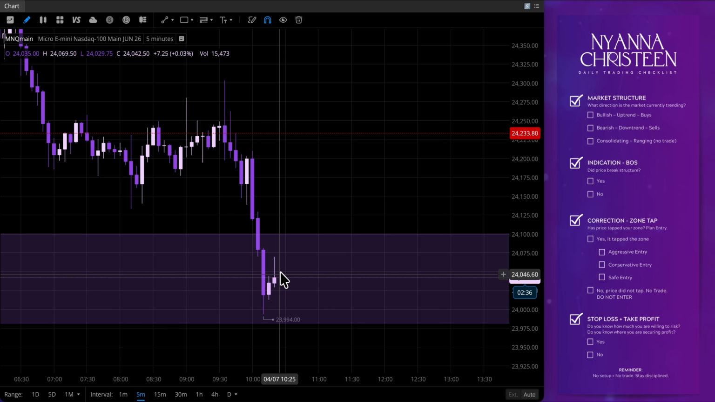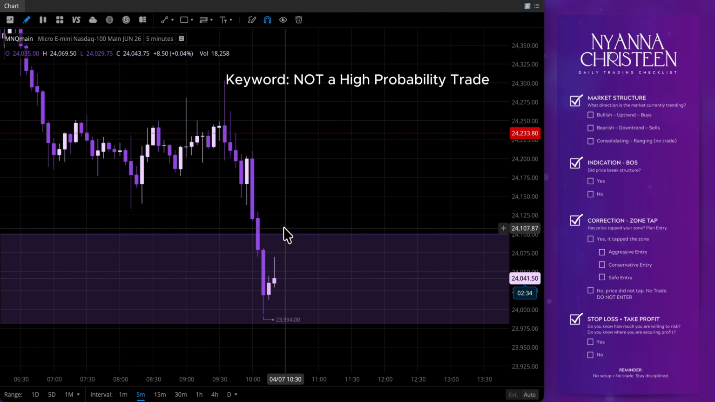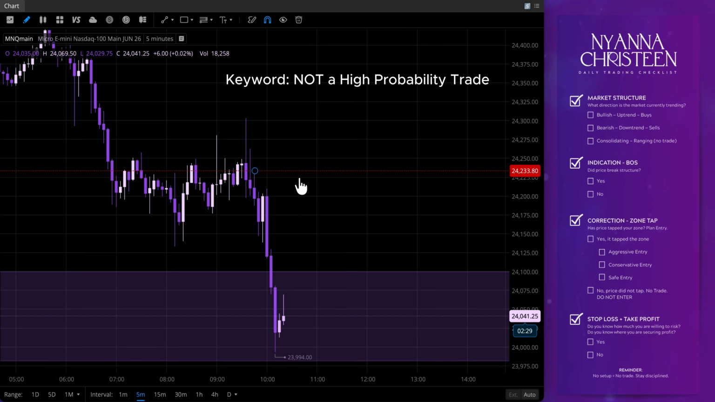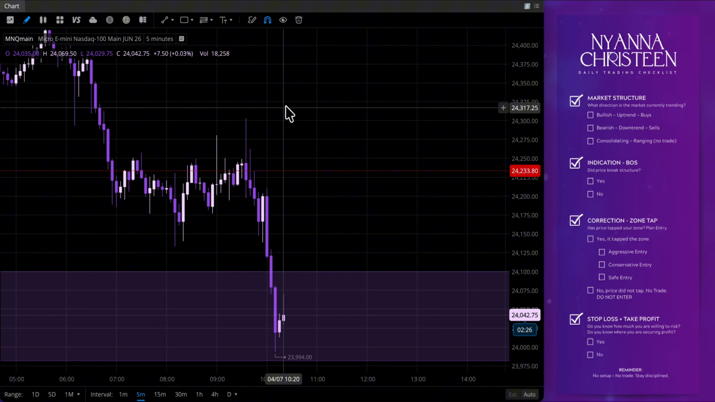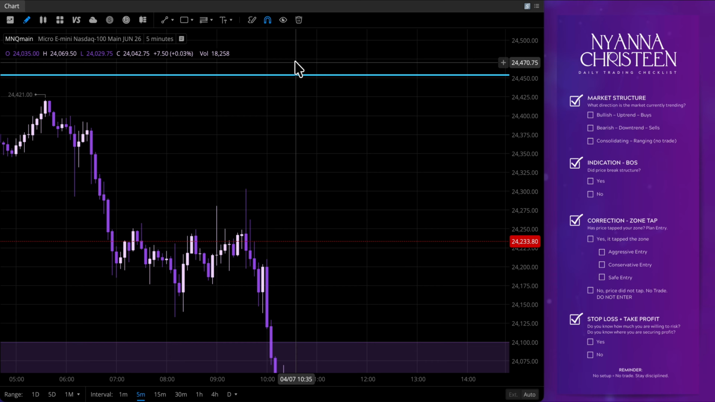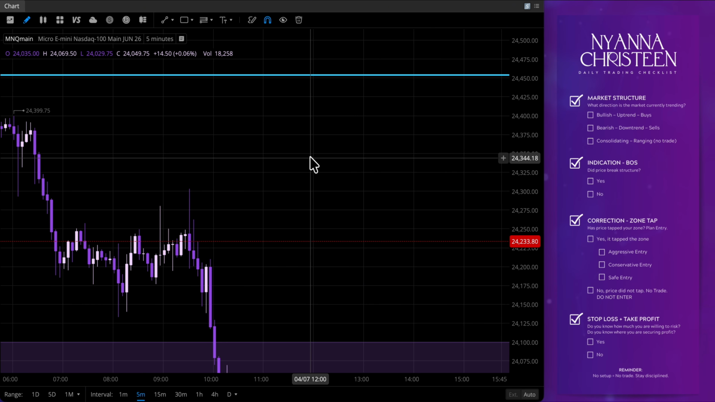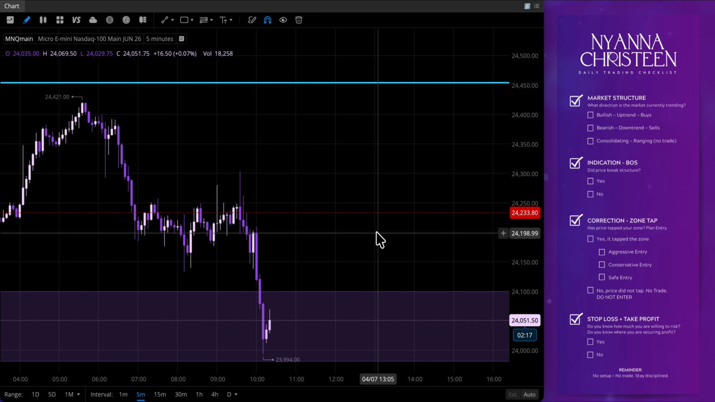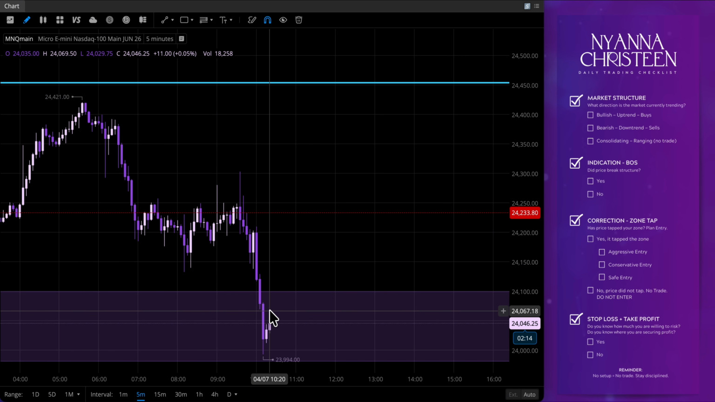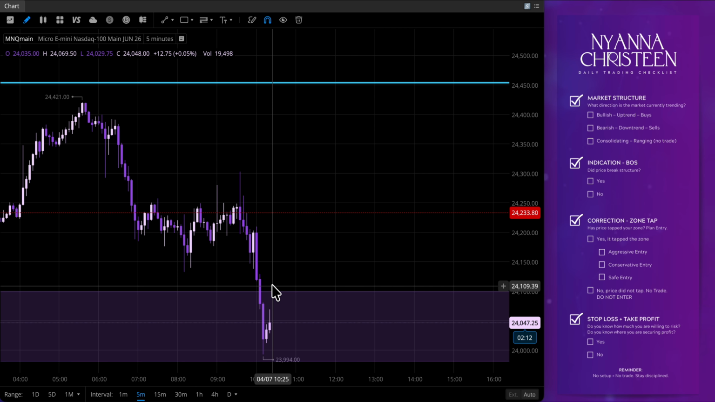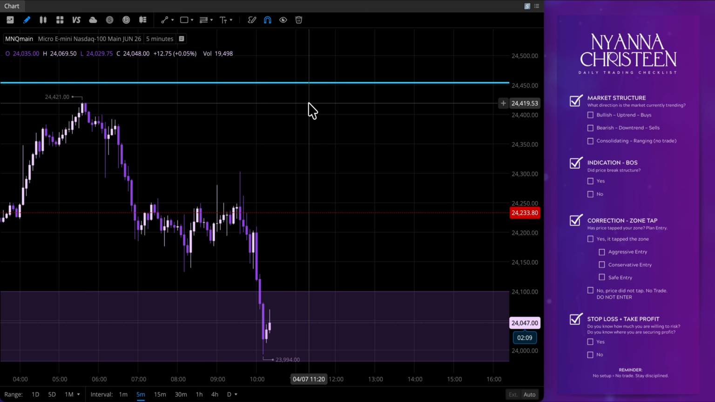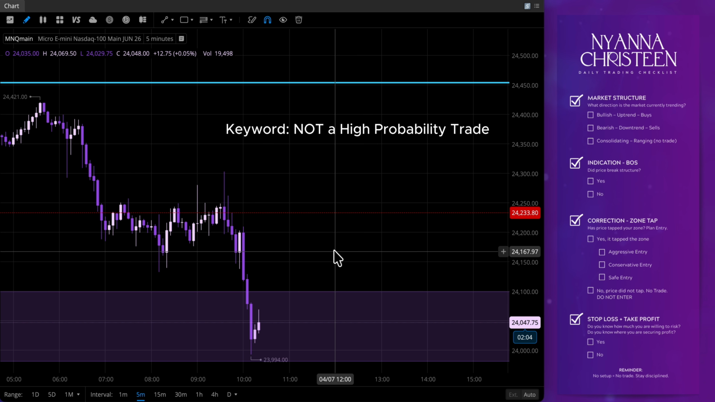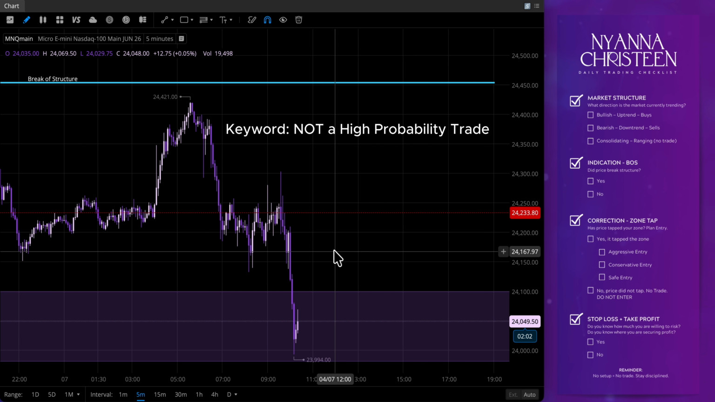So if it can keep pushing up and get a close outside the zone, still not a high probability trade. We would have to be above this resistance and start breaking structure. Again, this is big. This is a lot of space. And if I was looking to catch something, I would probably just hold it to the break of structure if it closed outside of here. But again, that's not a high probability trade. Not sure if that's something I want to do.